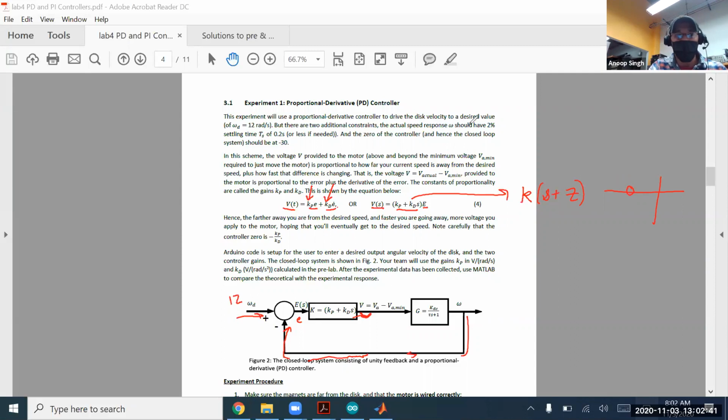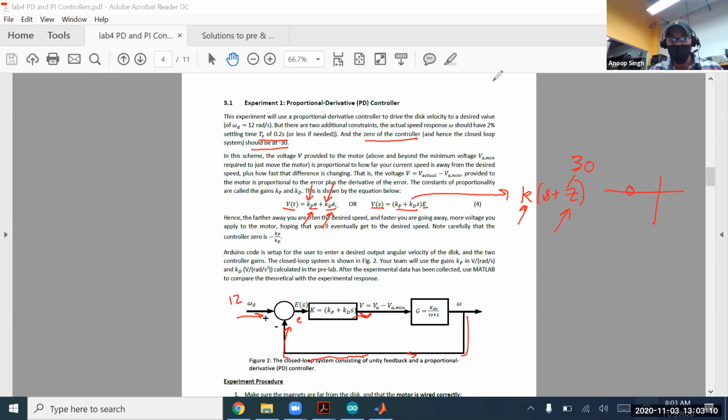So what were our specifications? Settling time should be 0.2 seconds or less, and the zero of the controller, which also is a zero of the closed loop system, should be minus 30. So with these two specifications, we should be able to find the gain and the location of the zero, which is already given actually, is 30. So Z must be equal to 30. And with these specifications, ultimately we'll be able to find the Kp and Kd gains. And that's exactly what you guys did in the pre-lab.